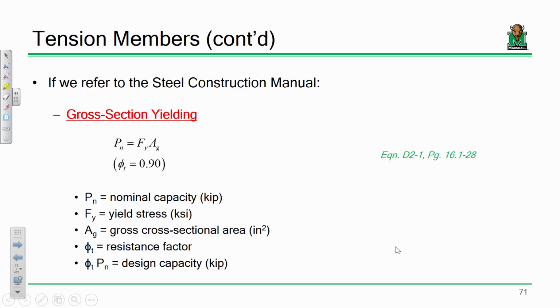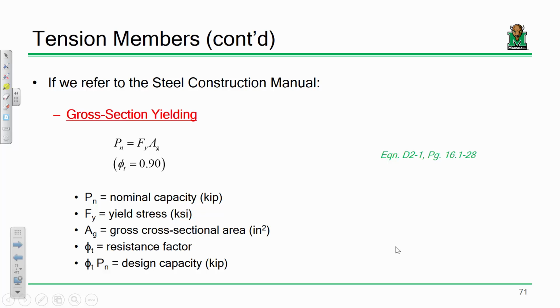Make sense? Now, remember, here's our fundamental expression. We have a nominal capacity, but we then adjust it by this safety factor phi. So for gross section yielding, our phi value is 0.9. You'll see where I'm going with this in a second.